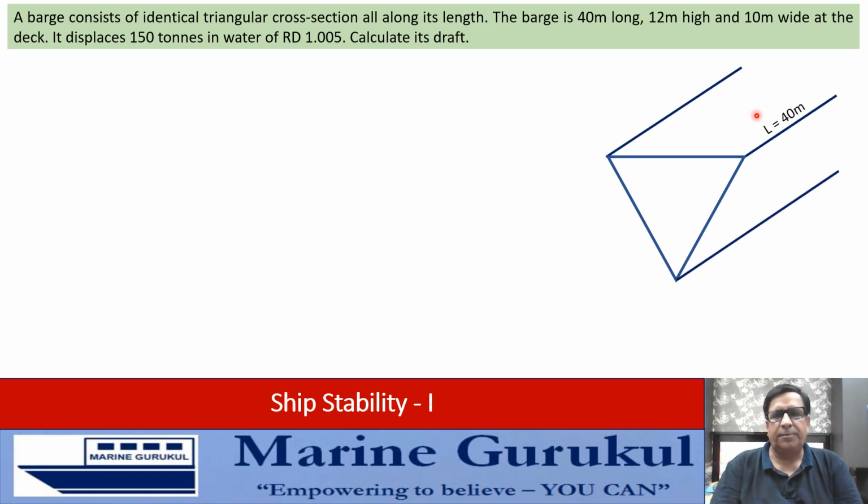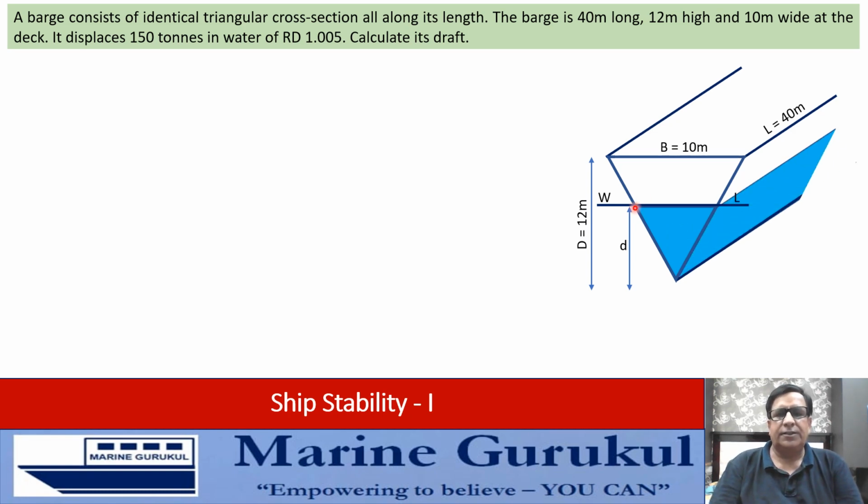Here is the cross-sectional area of the barge. The barge is 40-meter long, 10-meter wide at the deck, 12 meters in height. That means depth from keel to the deck is 12 meters. Let us say this barge is floating at this water line out here at a draft of small d. This small triangle here represents the underwater cross-sectional area of the barge.